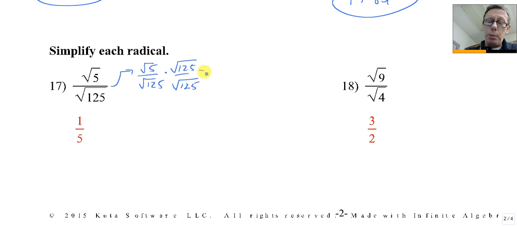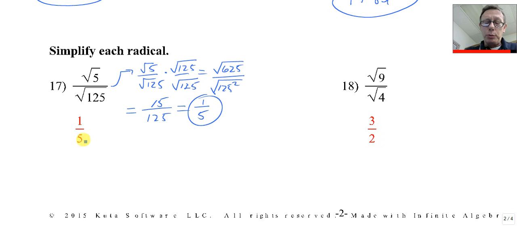And so now in the numerator, I'm going to have 5 times 125. That's 625 in the numerator under the square root. And the denominator would be the square root of 125 squared, which is what I want, because the square root of 125 squared will be 125. So what I'm going to have here is the square root of 625. That's actually 25. And in the denominator, then, I will have the square root of 125 squared, which would be 125. And when I simplify that, I get 1/5. So that wasn't too bad.